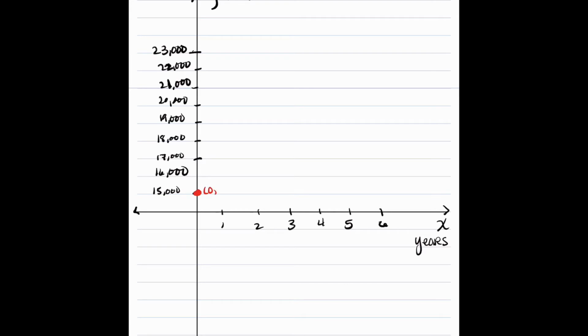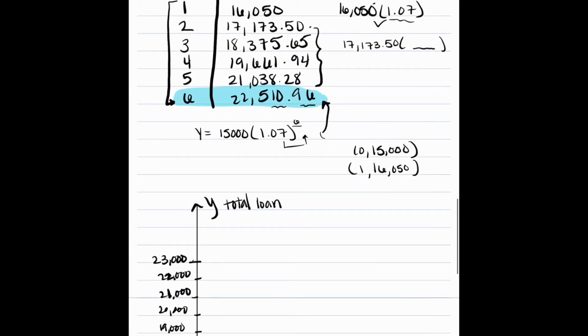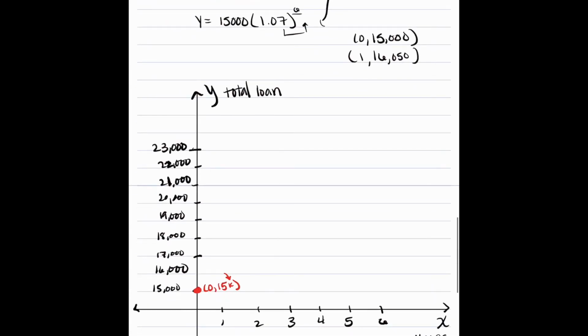Make sure you label your points. I'm going to just put 15K. K stands for 1,000. This is a little informal, and you don't want to do that if you're taking an official state test, but for my test, it's totally fine. So I'm going to go over 1, up 1,650 is going to be just above that. Over 1, up 16,050.